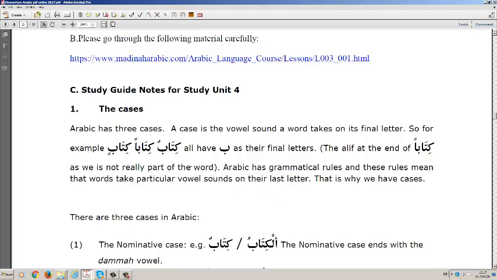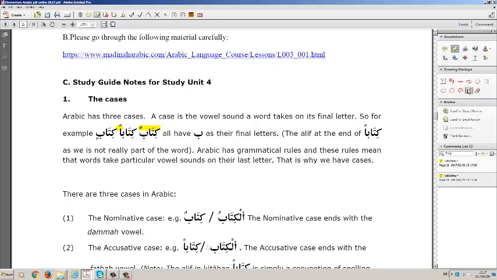So for example, take the word kitab. It can be kitabun, as here. Kitabun. Let's get this pencil over here. Or it can be kitaban. See it there. Or it can be kitabin, as we see over there. So these are different sounds.